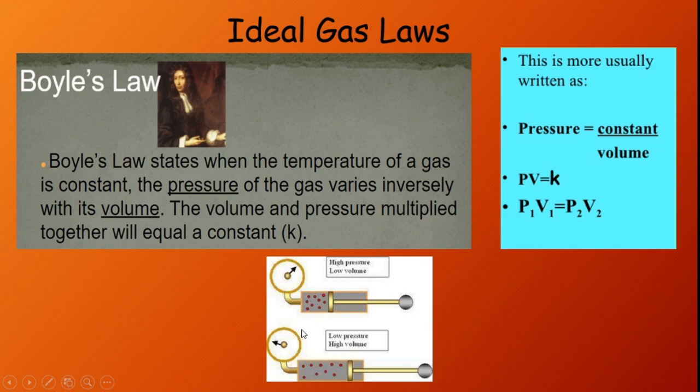Now look at the figure here. Assume that this process is occurring at room temperature. In the first case, the pressure applied through this piston is high, and so the volume of the gas inside is very low. In the second case, the pressure applied to the gas molecules by the piston is low, so the volume of the gas inside here is high.